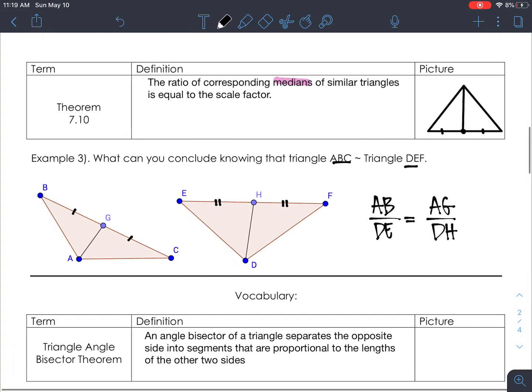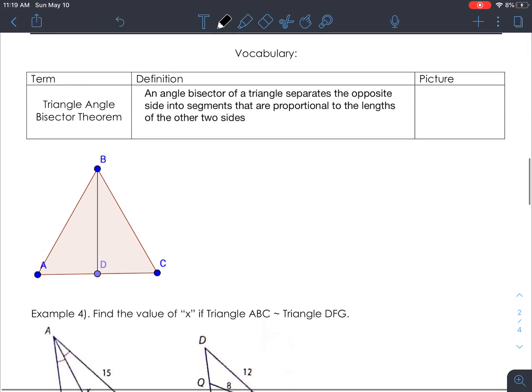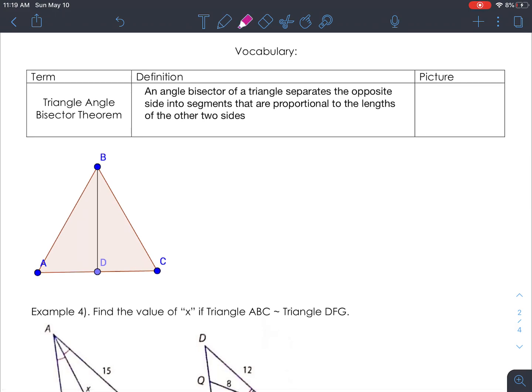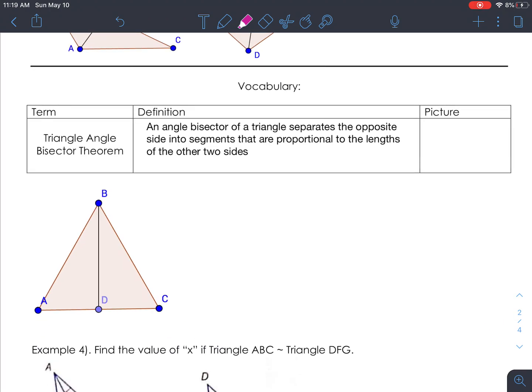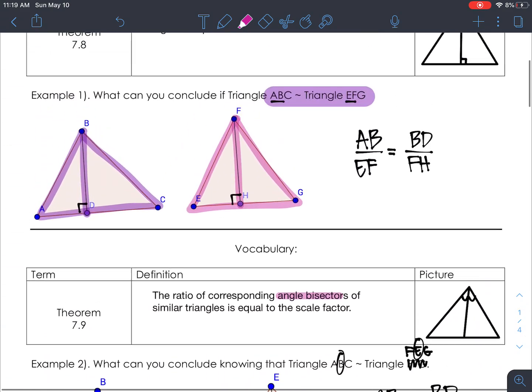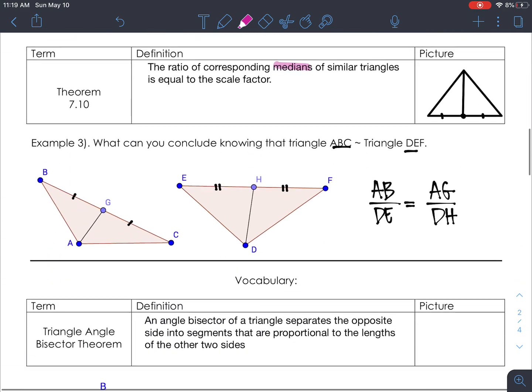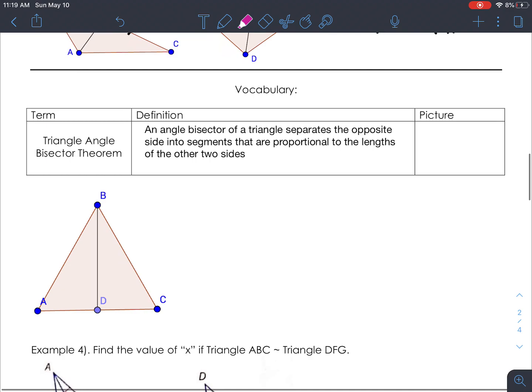Now our next theorem is different. This is the only one that's kind of different than the other ones. This one is the triangle angle bisector theorem. The difference is that we're actually only looking at one triangle. In the 3 examples before, we had 2 triangles that we were comparing the medians, the altitudes, and the angle bisectors. What the triangle angle bisector theorem says is that an angle bisector of a triangle separates the opposite side into segments that are proportional to the lengths of the other 2 sides.